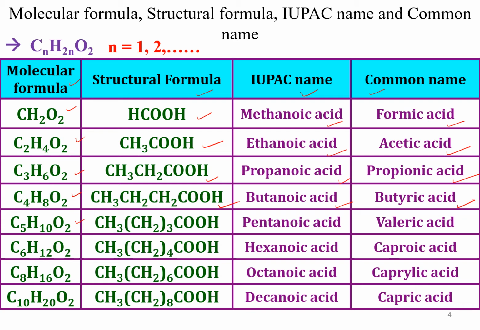C5H10O2, CH3(CH2)3COOH, so the CH2 is repeated 3 times, then COOH. Pentanoic acid, common name valeric acid. C6H12O2, CH3(CH2)4COOH, the CH2 repeated 4 times, then COOH, hexanoic acid.